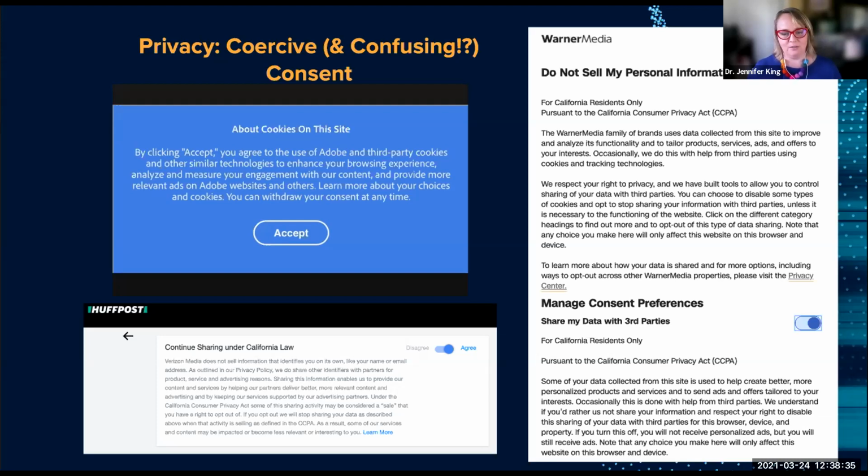The other example here for Warner Media, kind of the same thing. The toggle is selected when you arrive at the page, and it's unclear whether the state is that you are sharing your data with third parties or you're not sharing your data with third parties. And this one's even unlabeled, so it's hard to tell exactly what the toggle switch means, what state it's in when you arrive on this page. Okay.